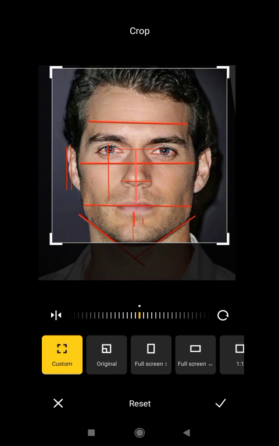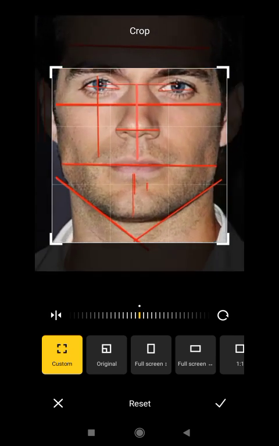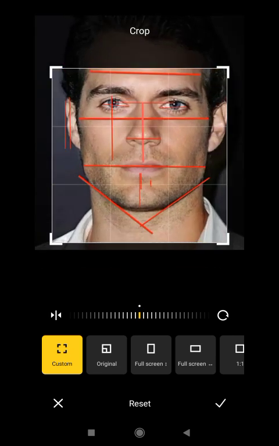relatively narrow forehead, which is again not a bad thing. It is still in the ideal range, but on the lower end of it. So it's his bigonial width.